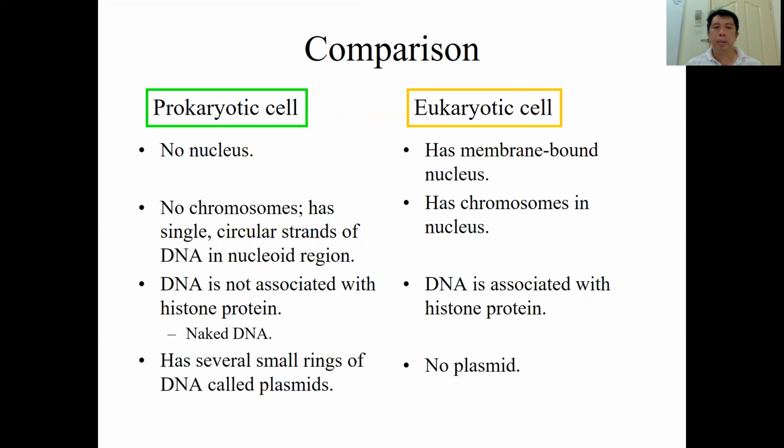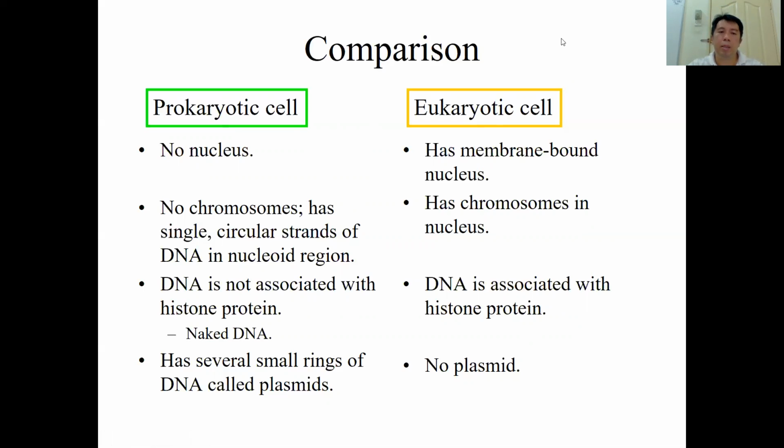Okay, for comparison. For example, the prokaryotic cell has no nucleus, but the eukaryotic cell has a membrane-bound nucleus. I show you in table form so that it is easier to understand. But when you are writing your essay answers, it is better to write in paragraph form, to compare the two points at the same time.